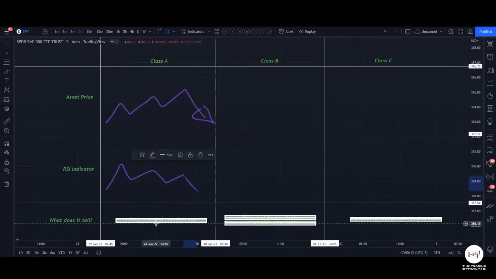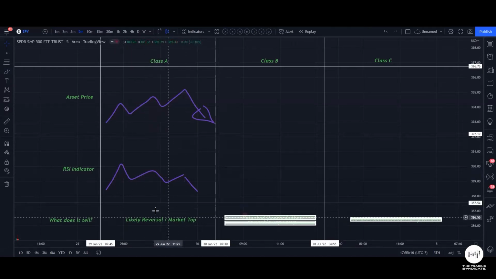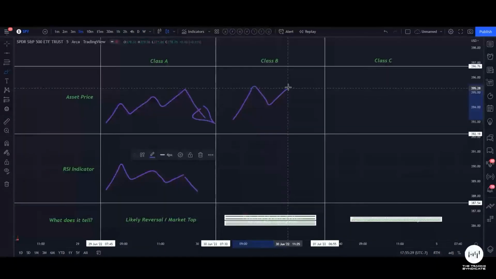Now, what is this going to tell you? If we have class A divergence, this generally means that this is a market top or a reversal is likely to occur. Now, class B divergence occurs when price makes a double top, kind of like what we're seeing here.